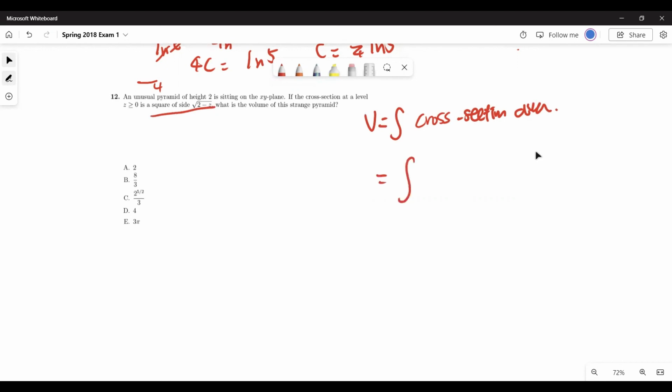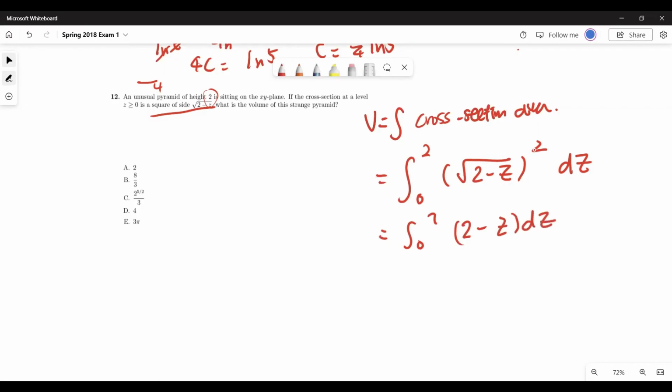So the area of this thing is (square root of 2 minus z) squared dz. And its height is 2, so that makes the upper limit 2 and the lower limit 0. So it's the integral from 0 to 2 of (2 minus z) dz. If you integrate this, it's 2z minus z squared over 2, integrating from 0 to 2. This becomes 4 minus 2 equals 2. So the answer for this question is A.